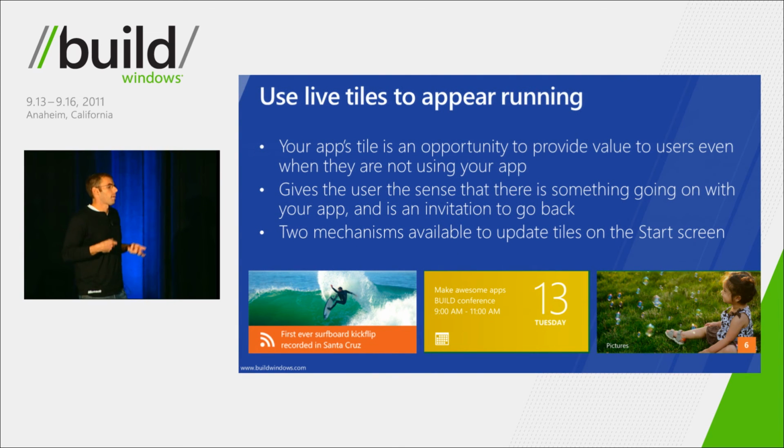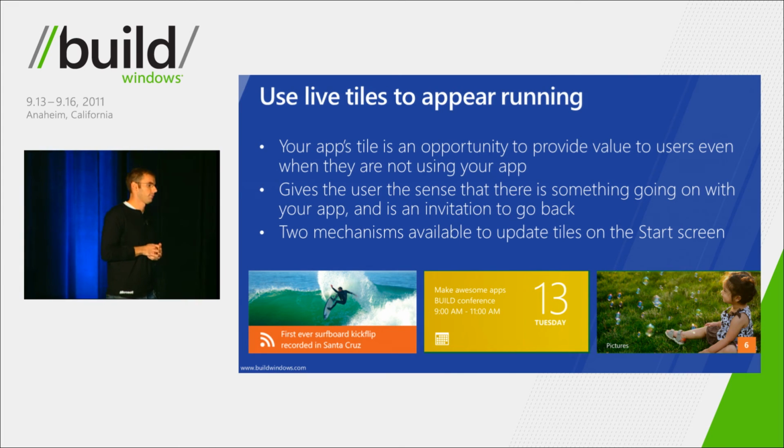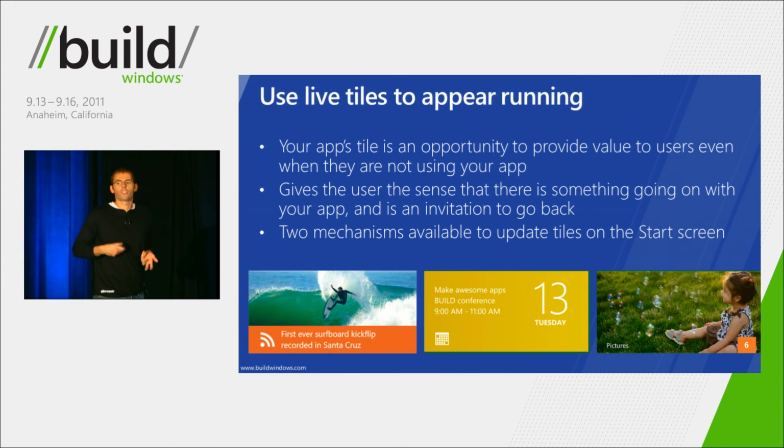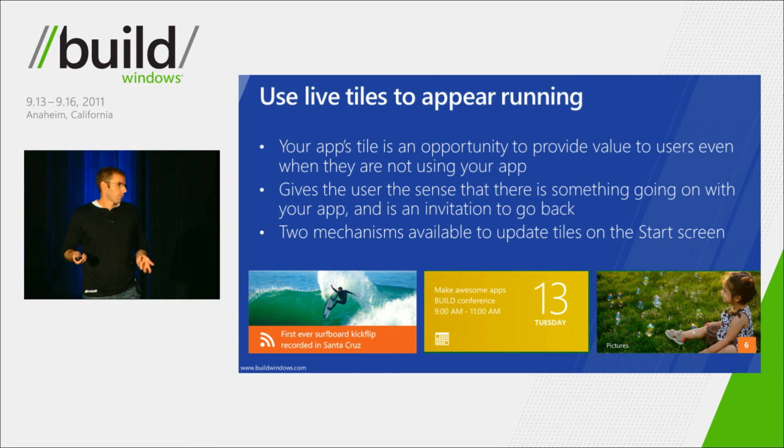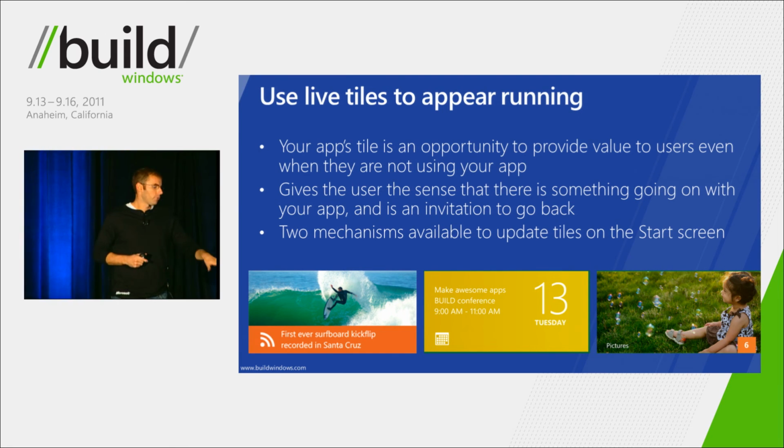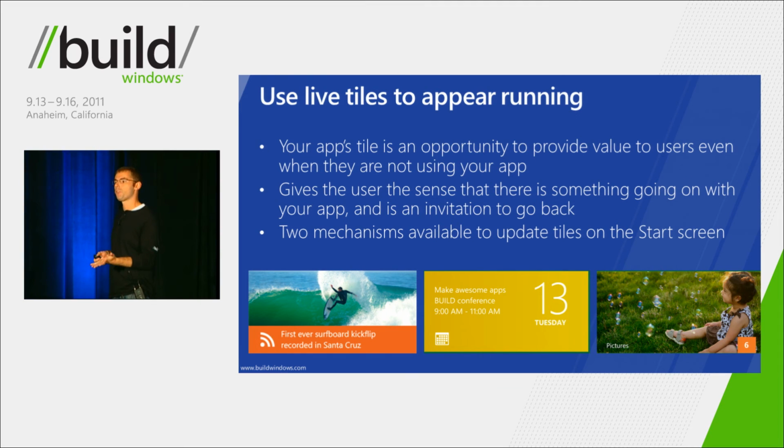Live tiles are an opportunity to provide value to users even though they're not using your application. They give the user a sense that there's something going on with your application, even though they might not be using it. The way that tiles work is through notifications. A tile update consists of a small snippet of XML that follows a template. What you see on the screen are 3 different templates. These templates basically have a couple of image references and strings.